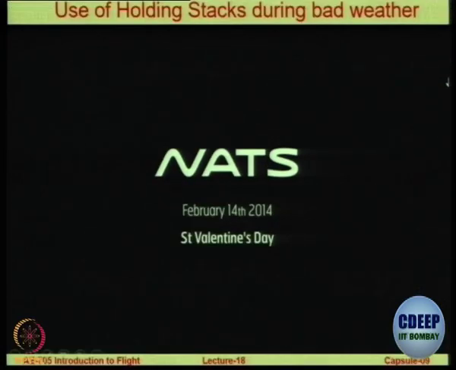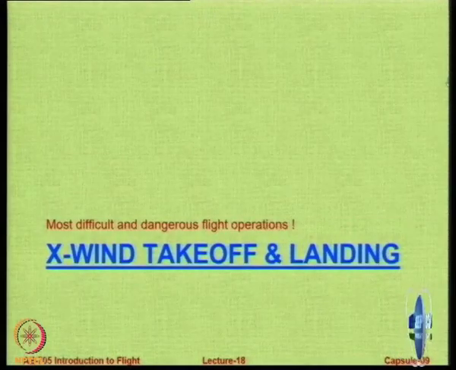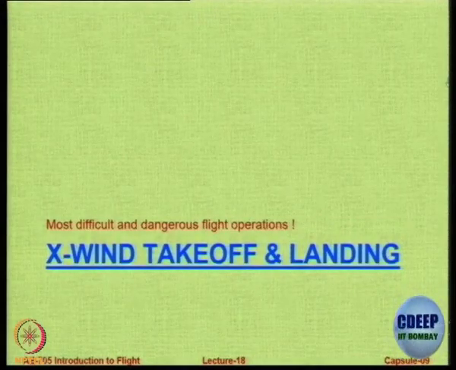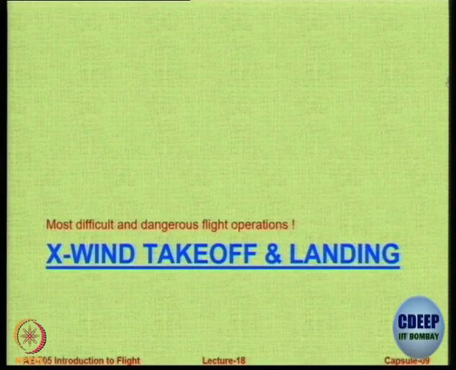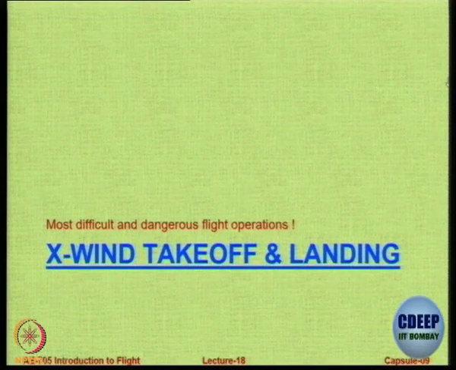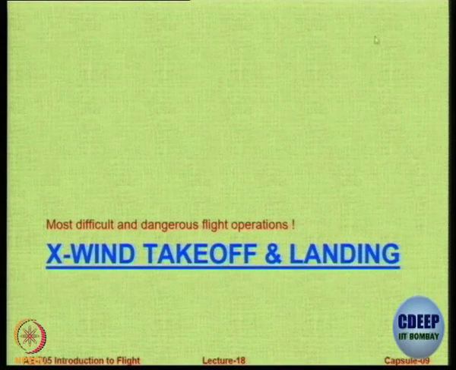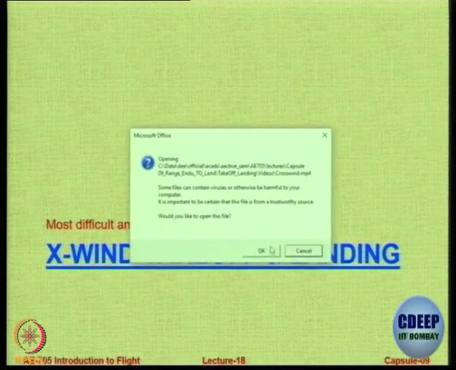NATS stands for National Air Traffic Service of UK, which provides the air service just like we have the Airports Authority of India. Okay, so now we come to the last part, and that is the most dangerous part, that is takeoff and landing during crosswinds. Crosswinds are basically winds coming from the side. Okay. So let's look at this.